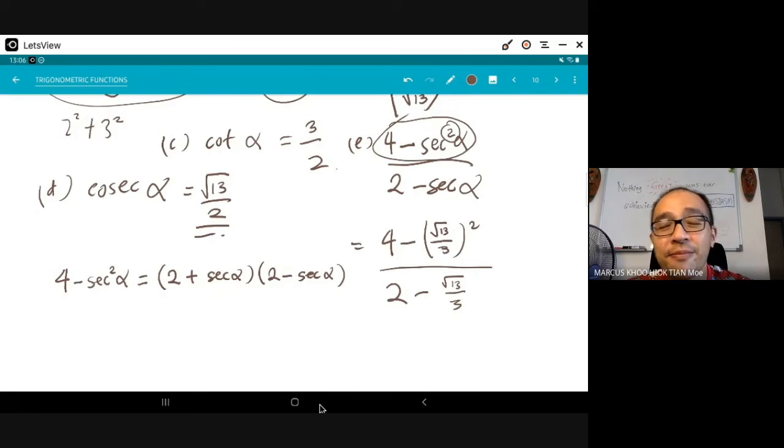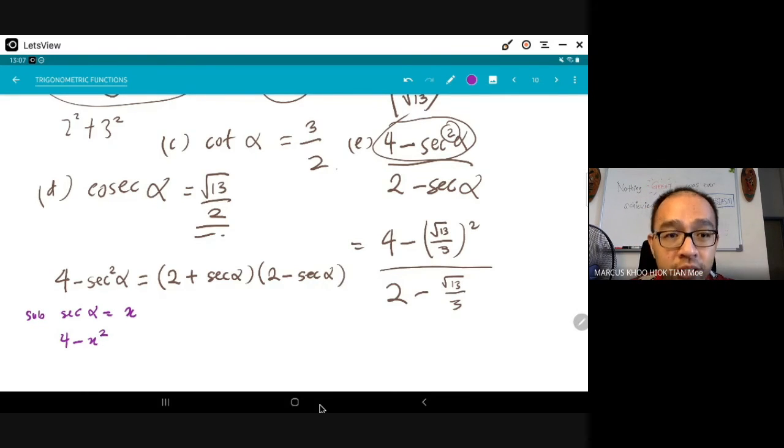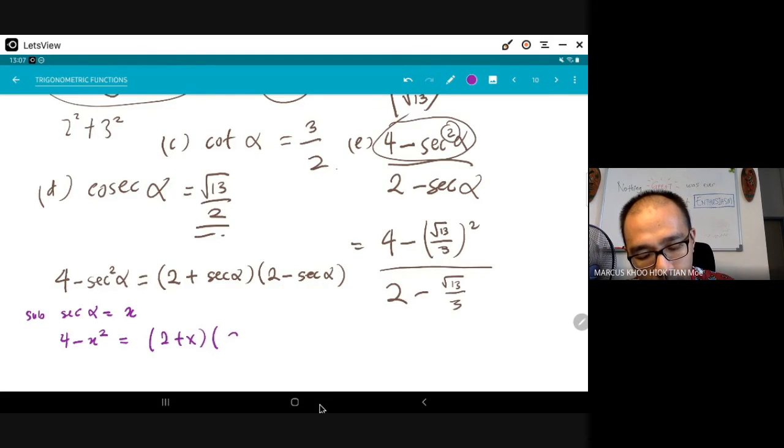Okay, but it's true. Let's say we substitute secant alpha equals to x. Saya guna huruf lah. Kita biasa dengan huruf. Secant alpha is x, so secant squared alpha will be x squared. 4 minus x squared. What is the factorization of this? The factorization of 4 minus x squared will be 2 plus x, 2 minus x. Isn't it the same thing?